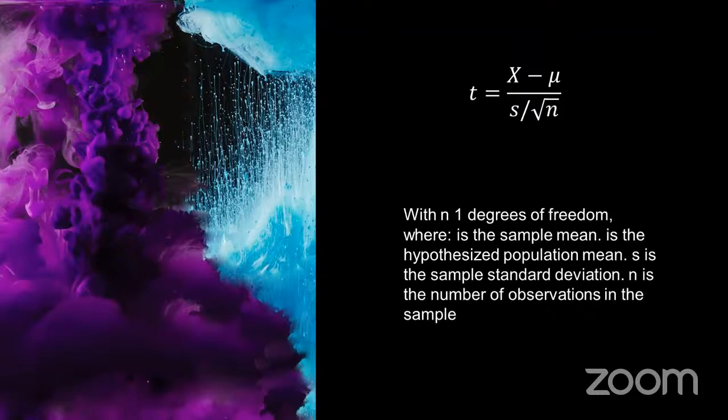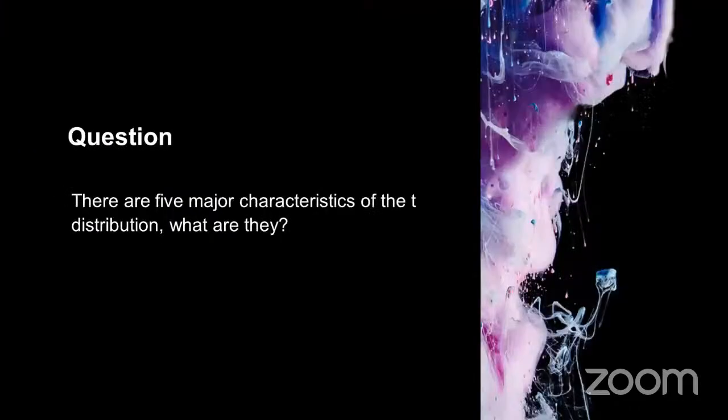t equals x-bar minus mu, divided by s divided by the square root of n, with n minus 1 degrees of freedom, where x-bar is the sample mean, mu is the hypothesized population mean, s is the sample standard deviation, and n is the number of observations in the sample. Question: there are 5 major characteristics of the t-distribution. What are they?